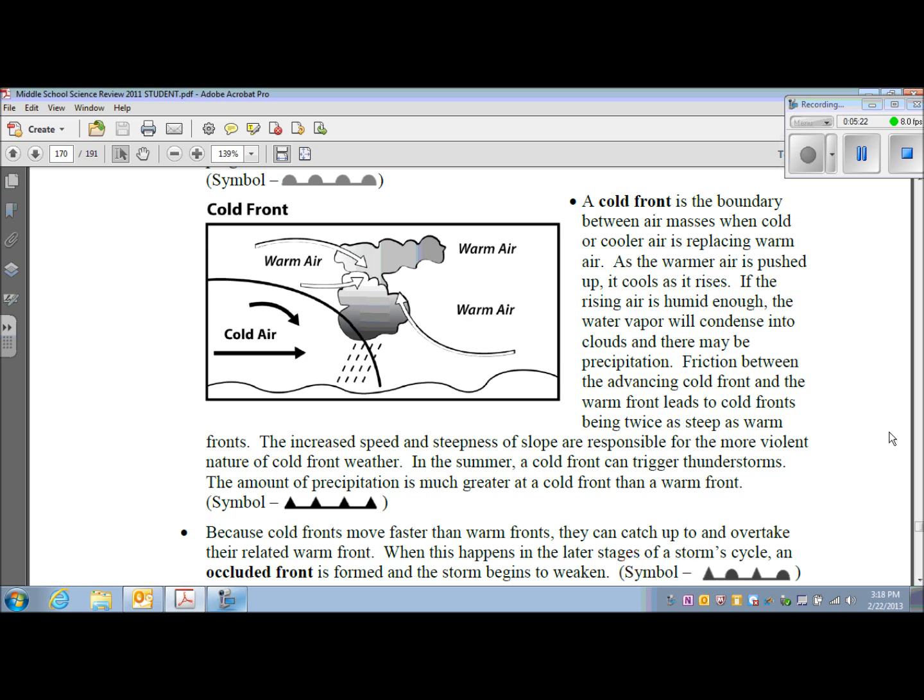The increased speed and steepness of slope are responsible for the more violent nature of cold front weather. In the summer, a cold front can trigger thunderstorms. The amount of precipitation is much greater at a cold front than a warm front. For this symbol, it's a straight line with triangles that are attached every so often.